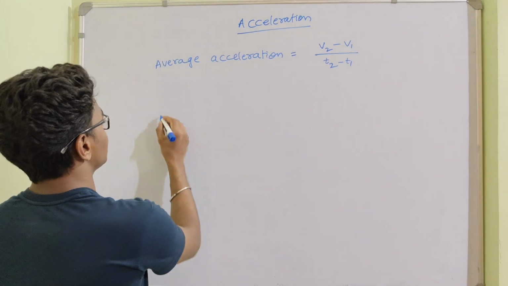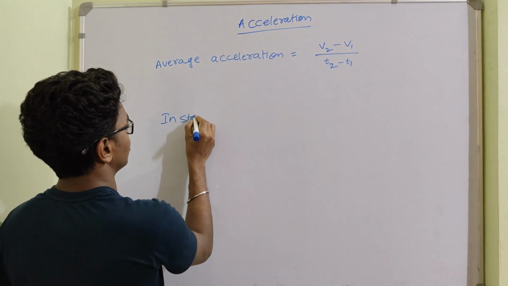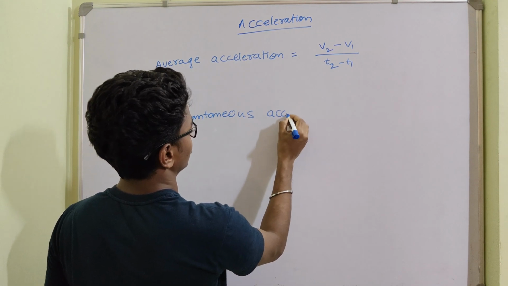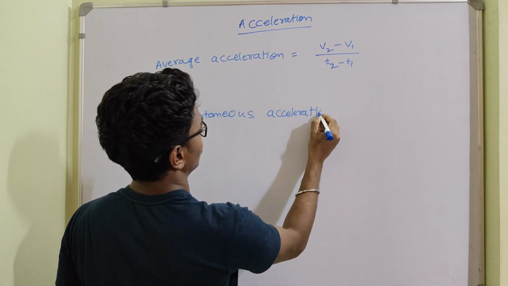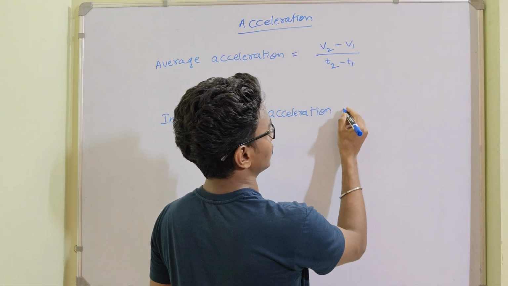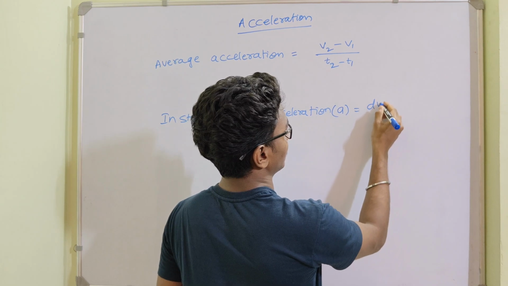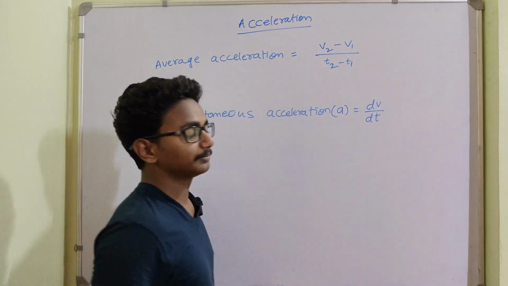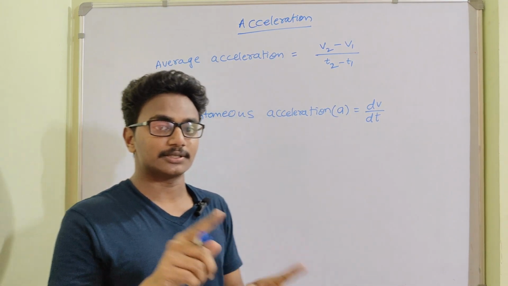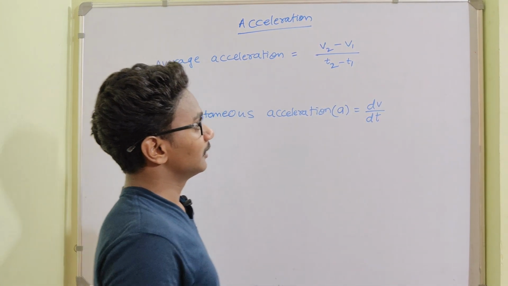Another type of acceleration is instantaneous acceleration. This instantaneous acceleration can be defined as dv by dt. This is important, which is similar to instantaneous velocity that we discussed in the previous video.